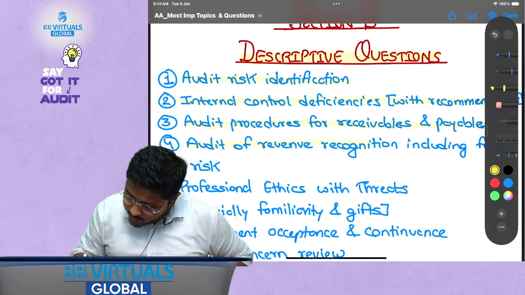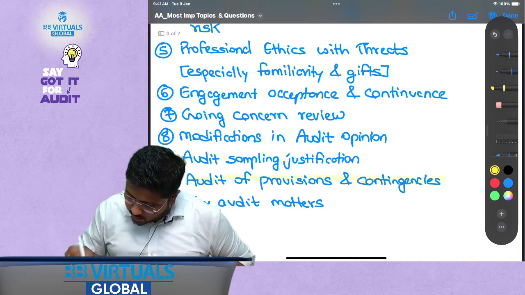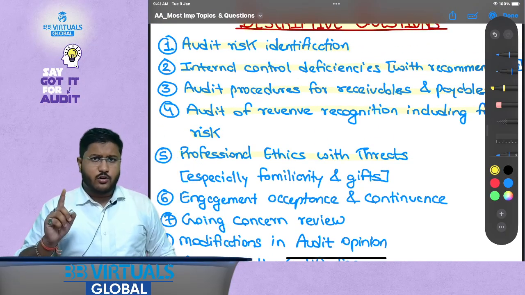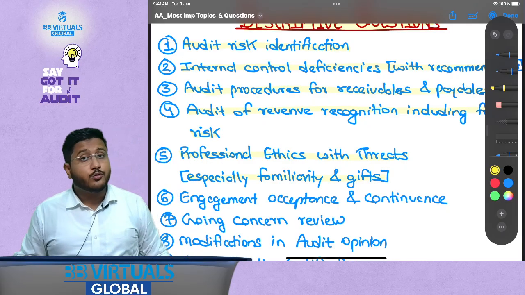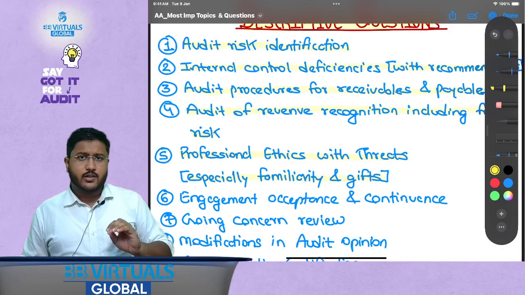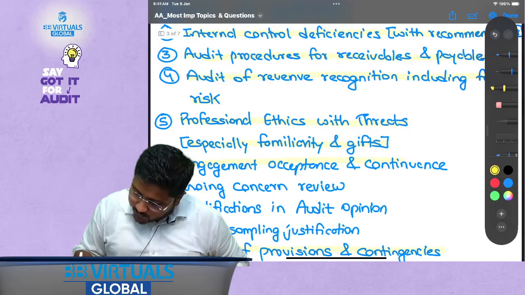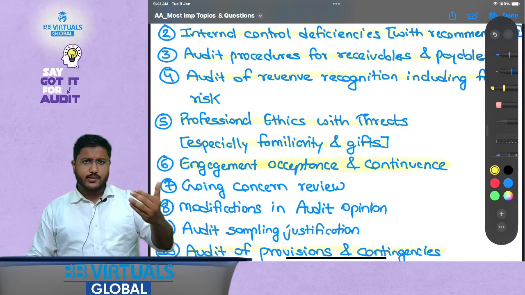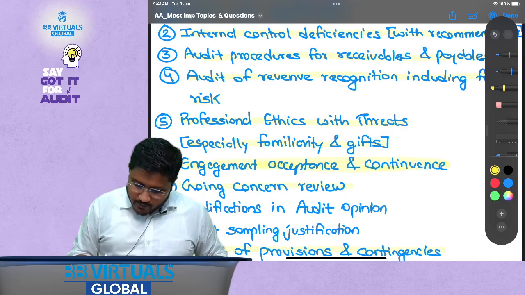So audit of revenue recognition including fraud risk, then audit of provisions and contingencies as well, then professional ethics with threats, especially familiarity and gifts. This is one of the most frequently asked questions. How does the auditor need to respond whenever there is a threat because of familiarity or gifts? Then engagement acceptance and continuance. Now this is one area which is generally not given due importance by students, the acceptance and continuance part, but this is also tested. Going concern review, again the same way.